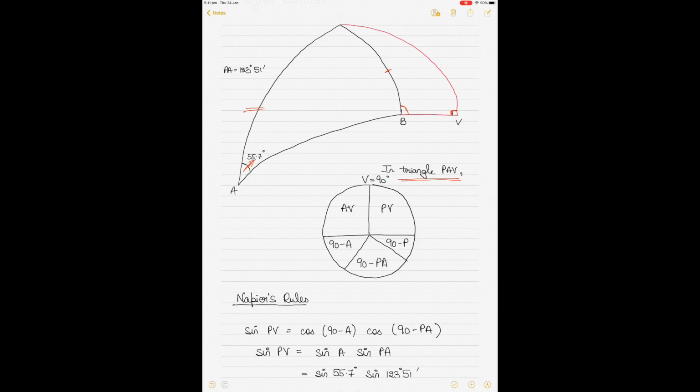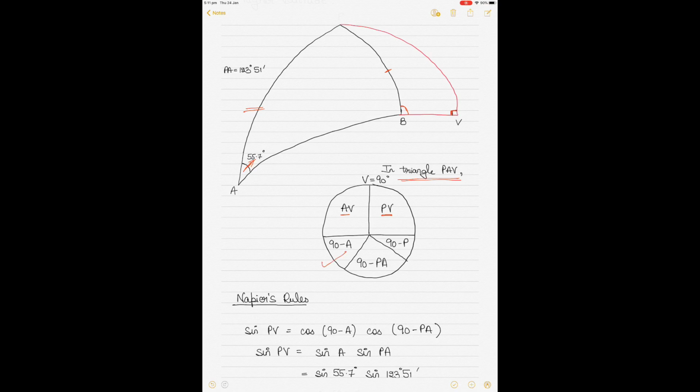Alright, so we've got triangle PAV. We've got the vertex outside and then the sides next to the vertex are AV and PV. Then the angle opposite AV is 90 minus P, the angle opposite PV is 90 minus A, and the remaining side is 90 minus PA.